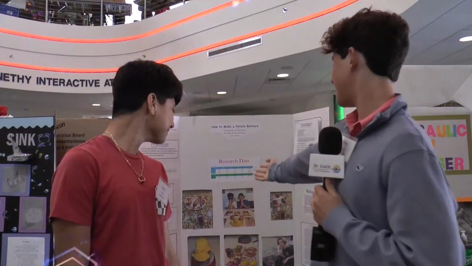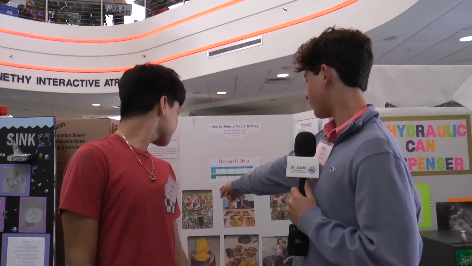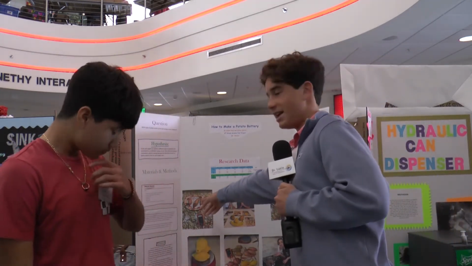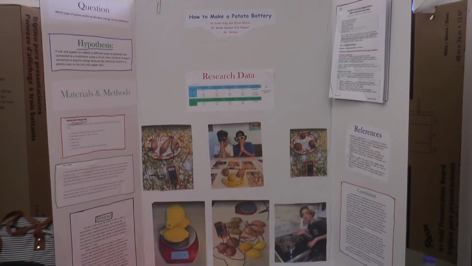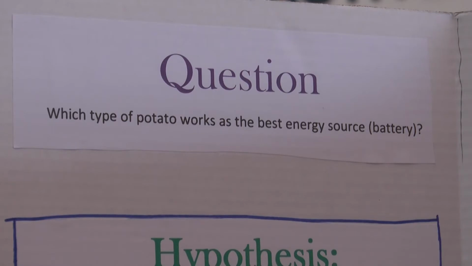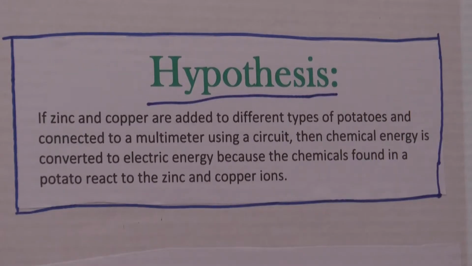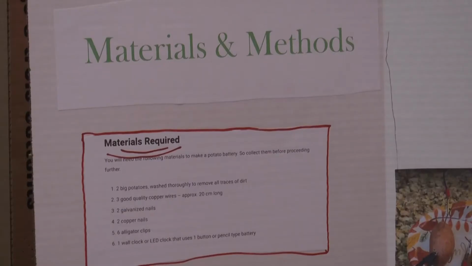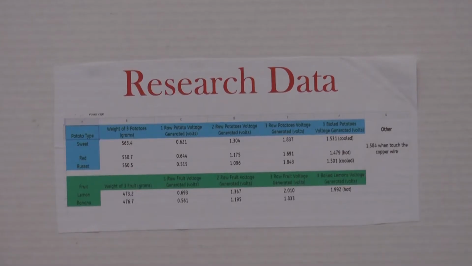And this is the potato battery project. We did an open circuit with the potatoes. We used different types of potatoes, like regular potatoes, sweet potatoes, and red potatoes, and we measured their voltage to see how much power they could give. We also boiled the potatoes and tested a lemon and a banana to see how much voltage they have, and to compare the two to see which one had more.